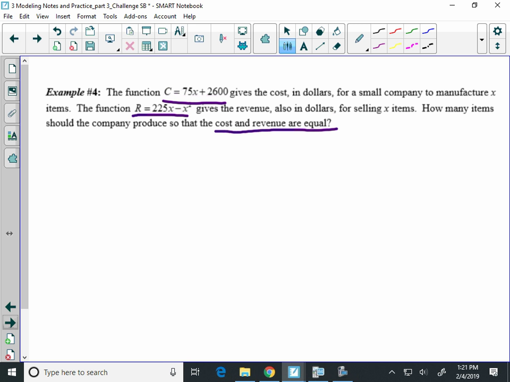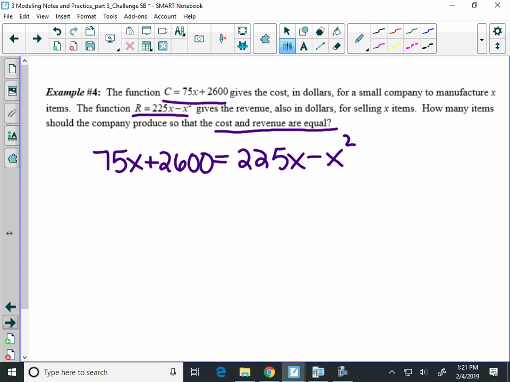Okay, so how should I set the two equations equal? I'm going to take the equation for the cost and set it equal to the equation for the revenue. Now, there's a couple different places we can go here. There are two correct paths.